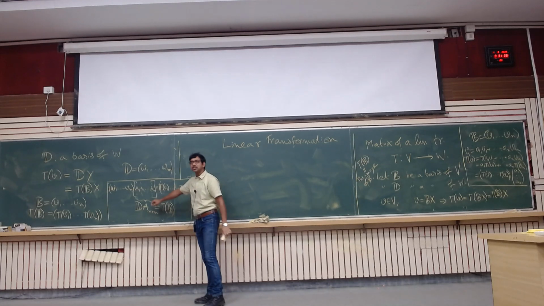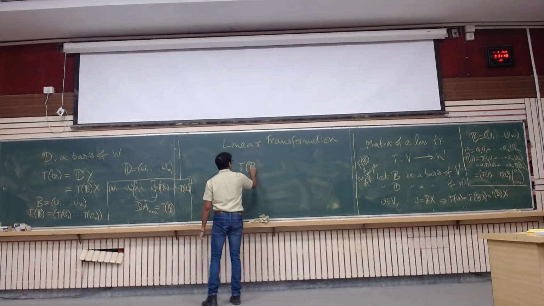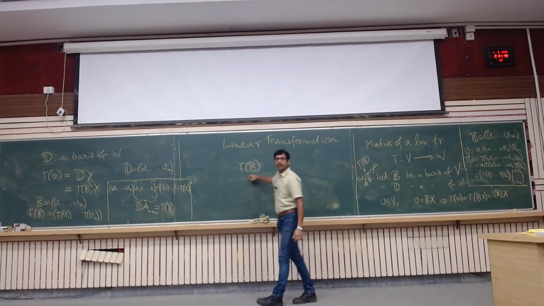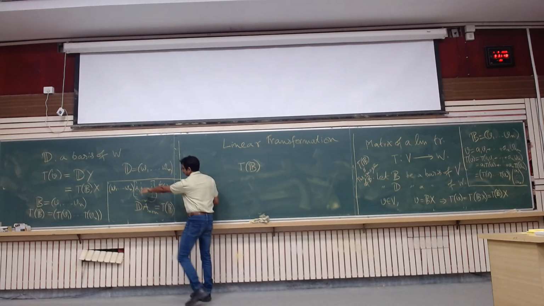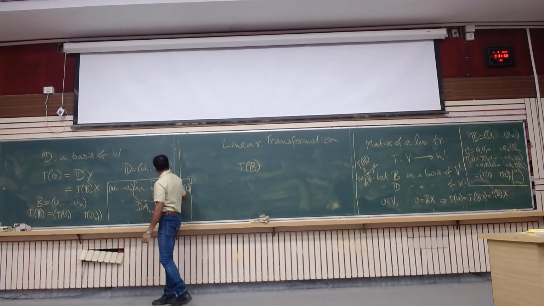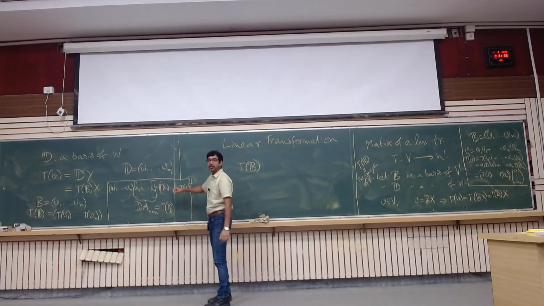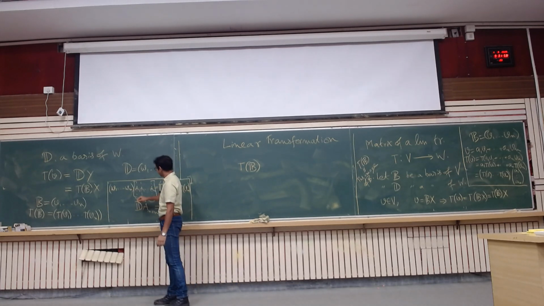How do we get the matrix? We are just expressing TB, the elements here, in terms of the vectors W1 to Wm. So each of the elements in TB, in the image of B, is a linear combination of the elements of the basis of D, right?